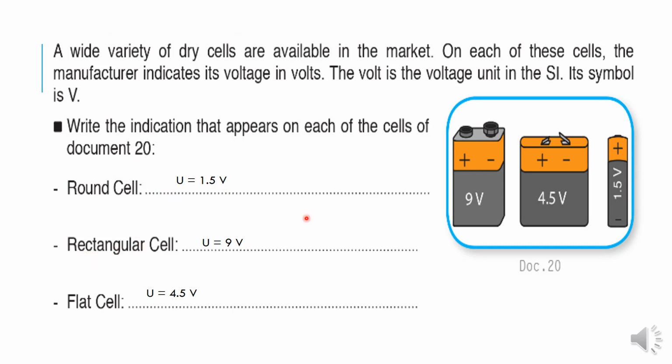The rectangular cell can provide 9 volts. So we can say that U equals 9 volts. The voltage of this rectangular cell is equal to 9 volts, while the flat cell can provide 4.5 volts. So U equals 4.5 volts.